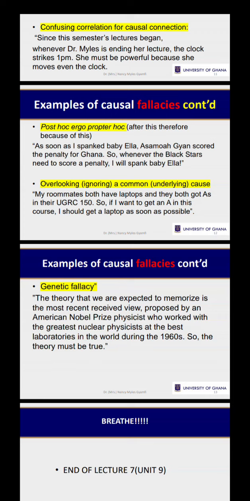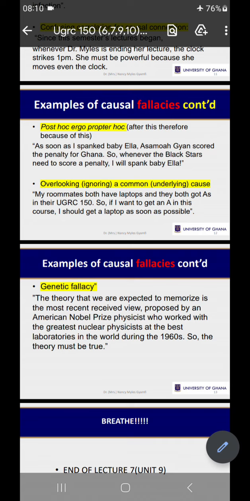You can have a laptop and still get F. You can have a laptop and get E, and in the university, if you get an E or F, it is compulsory for you to resit it. If you get D, that one you can't resit. But if you get F or E, you have to resit it. So the moment they are using a laptop doesn't mean that is why they had the A.